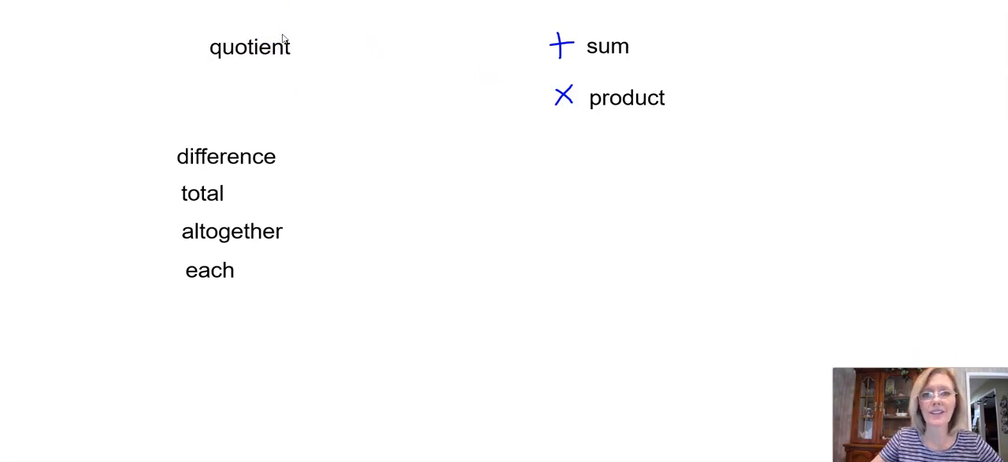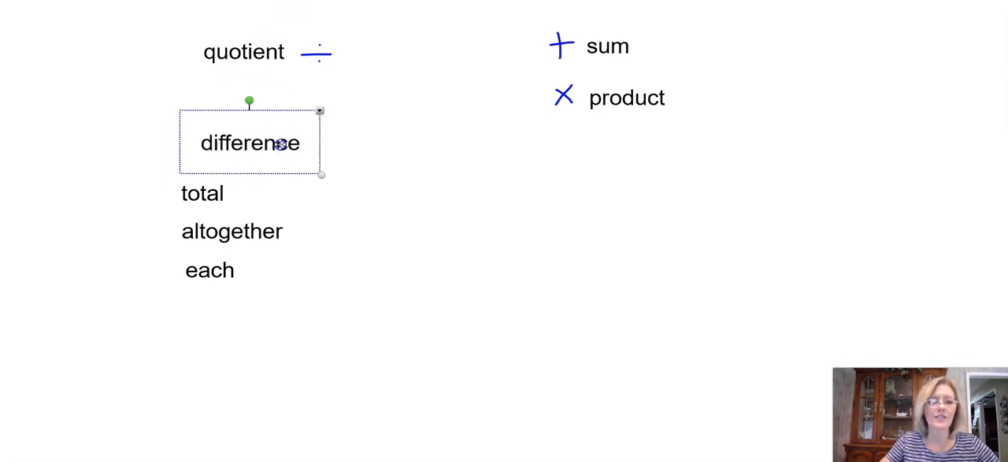Quotient, really cool sounding word, right? Quotient is the answer to a dividing problem. So anytime you see quotient, you will divide, okay? Difference. Difference is the answer to a subtraction problem. You see that? You'll be subtracting.